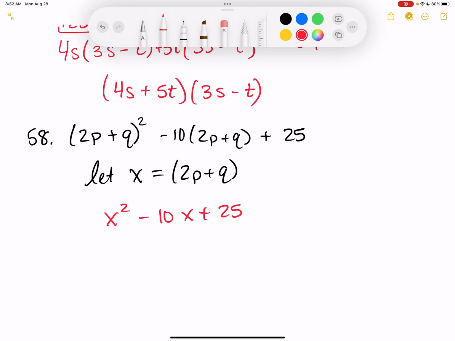So now, ignoring everything else that I've written so far, how would you factor this x squared minus 10x plus 25? What factors of 25 give you negative 10?